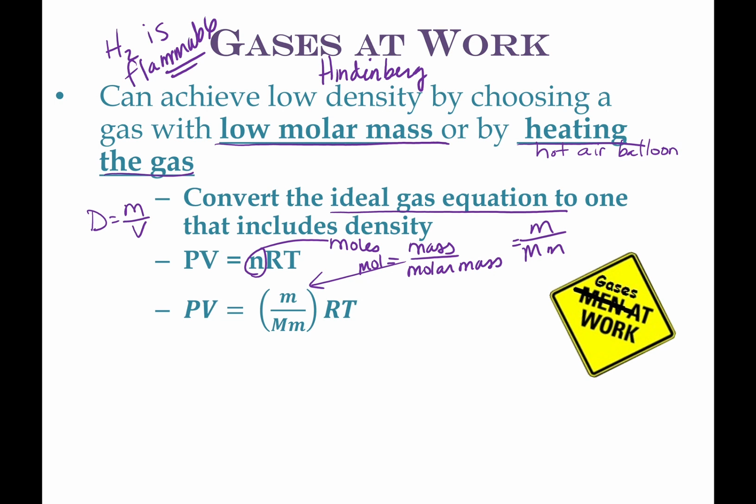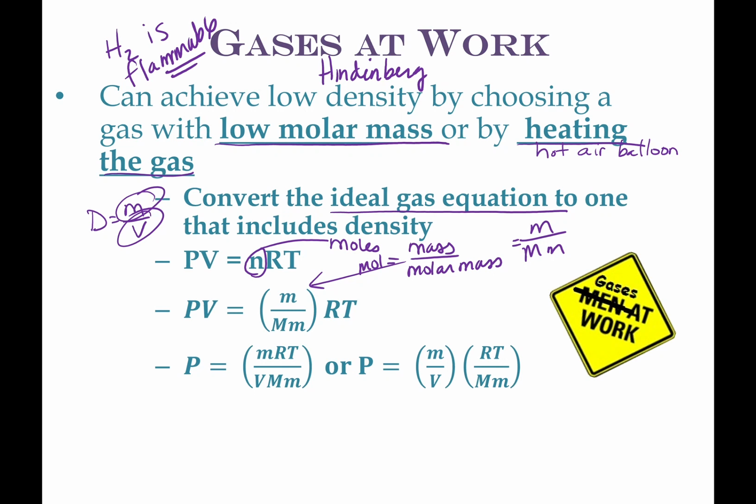So now we have mass and we have volume, we just need to move it around so that we have them on the same side of the equation. So we are going to move this around so that volume comes over to this side of the equation. So mRT, the mass times RT, divided by the volume times the molar mass. This is all just moving things around mathematically. It's all okay. This is equal to density.